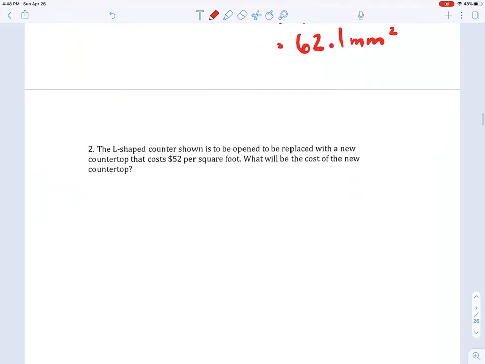Let's try another one. The L-shaped countertop shown is to be replaced with a new countertop that costs $52 per square foot. What will be the new cost of the countertop? So this is going to go one extra step because it doesn't just want to know the area, it wants to know the price. I see per square foot, feet squared. I need my area. On page 569 it shows you a picture of the countertop, but we'll draw it here too.